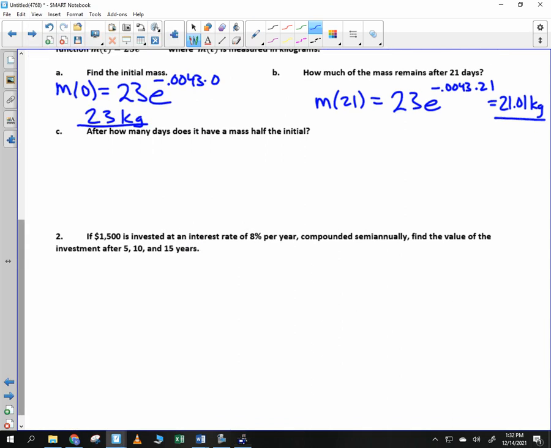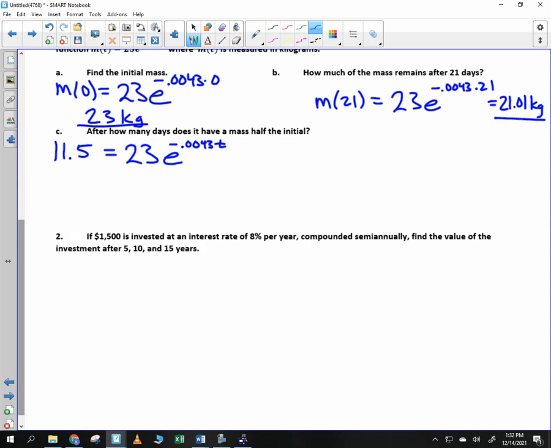Let's change the problem a little bit. After how many days does it have a mass half of the initial mass? So am I solving for the mass in this situation, or am I solving for the time? The time. So what should I plug in for the mass if it's half of the initial mass? Yeah, 23 divided by 2 is 11.5. So 11.5 equals 23 times e to the negative 0.0043 t.